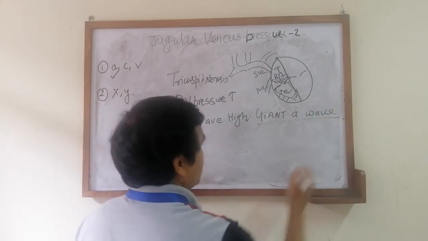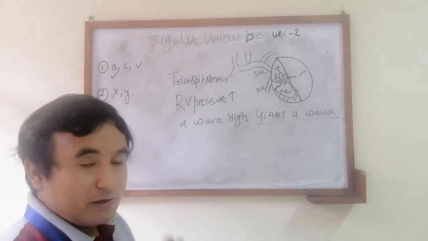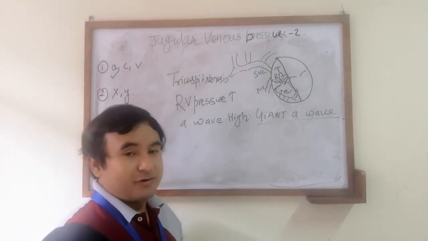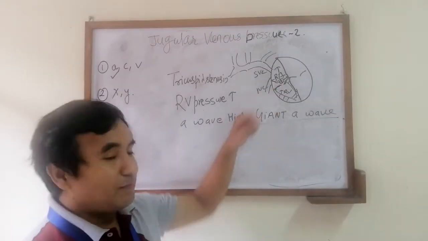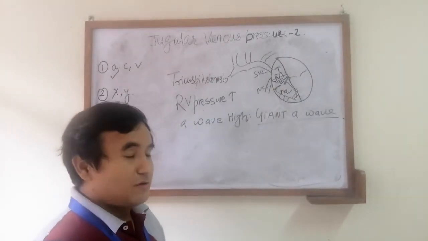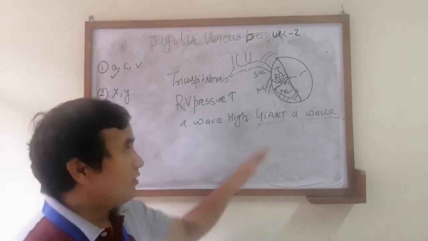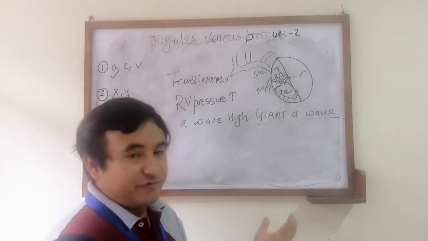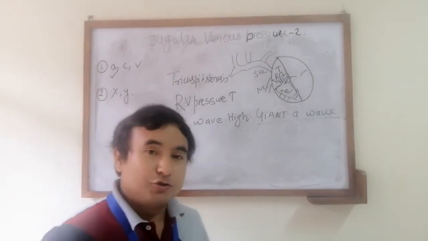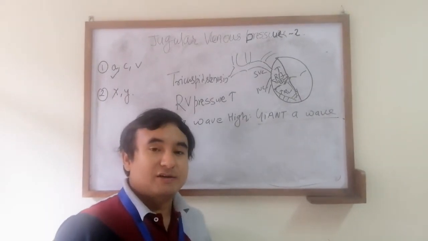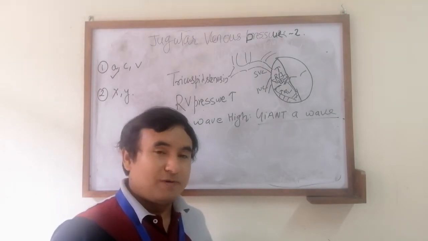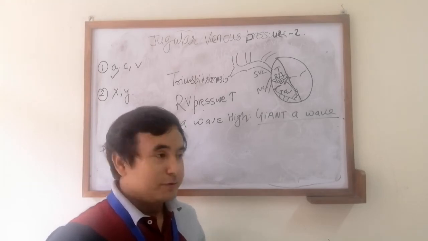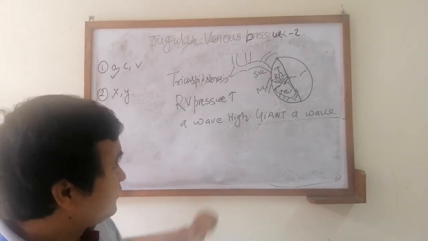So giant A wave. You will see the giant A wave if there is a resistance against the right atrial contractions. Resistance can be given by tricuspid valve stenosis or tricuspid valve myxoma or right ventricular hypertrophy, the etiology of which may be different. Your teacher can ask you, what is the typical wave you see in a case of cor pulmonale? Then one typical wave you will see in a case of cor pulmonale is a prominent A wave. Okay, so that's why you have to answer like that.